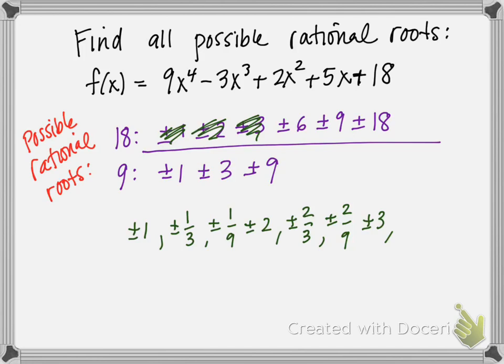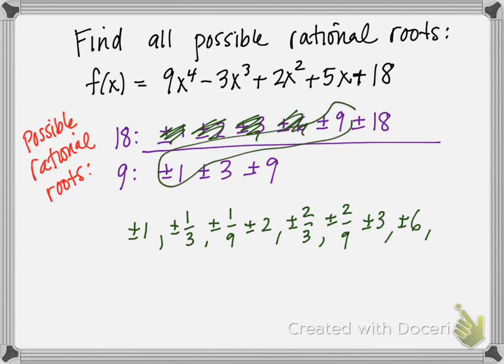Next, we're on to the 6. So 6 divided by 1 is plus or minus 6. 6 divided by 3 is 2, and we already have that on our list, so we don't need to write it again. And 6 divided by 9 reduces to 2/3, and we already have that in our list. 6 is done.